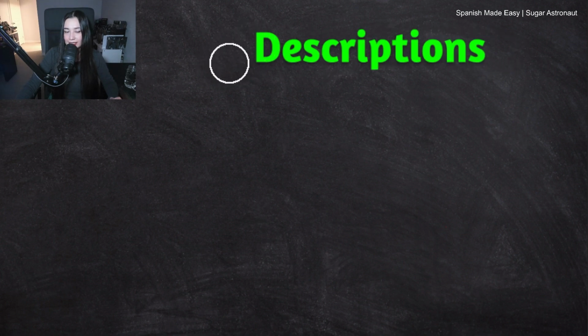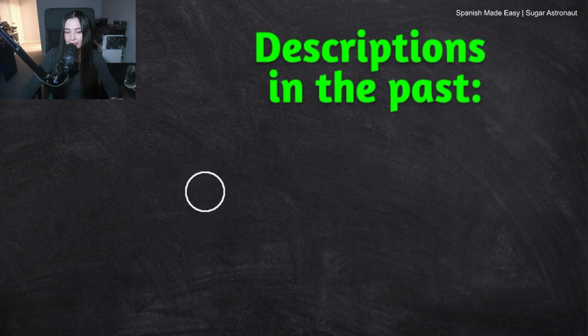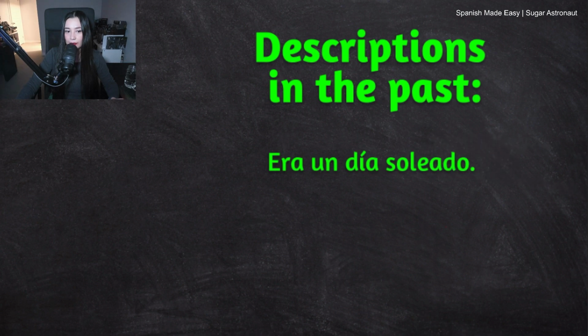So the first one, as I said before, descriptions in the past. For example, era un día soleado. This means it was a sunny day. Where is el imperfecto here? So remember, it's a tense, and as a tense, you will need a verb to be able to use el imperfecto. We need some conjugation.